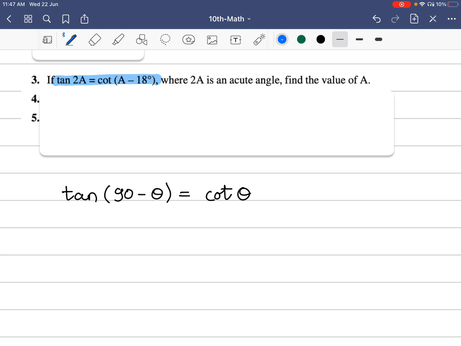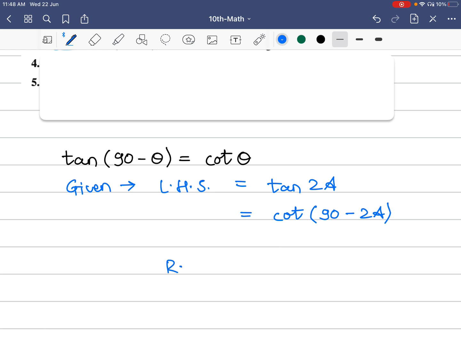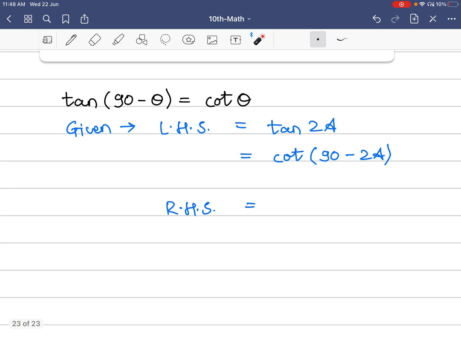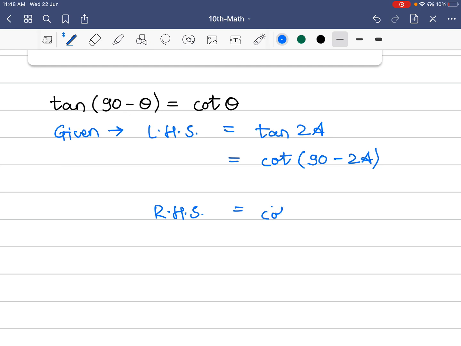So let's start with LHS. Given, left hand side of the equation is equal to tan of 2a. Now tan of 2a can be converted into cot, and you have to change the angle to 90 minus whatever is the angle, 90 minus 2a. And now once again, what is RHS? Given RHS is equal to cot of a minus 18. So RHS is equal to cot of a minus 18.